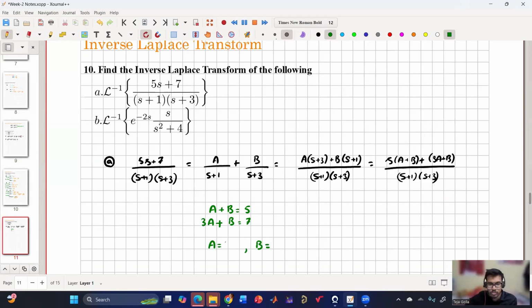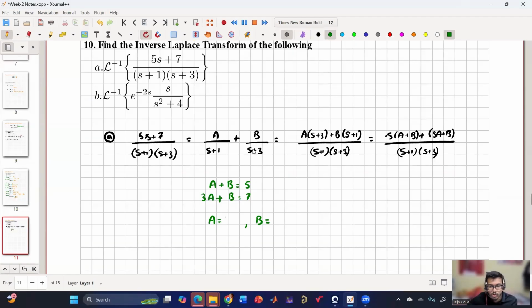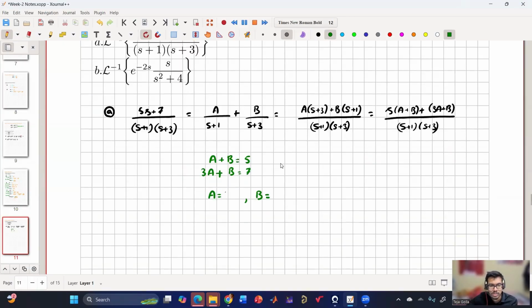Solve these two equations. So basically I have written this in terms of two fractions. I don't know a and b, so what I have done is simplified this into the LHS form so I can compare the coefficients. So what is the value of a? What is the value of b?